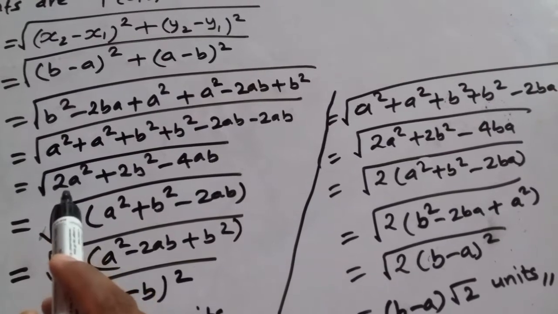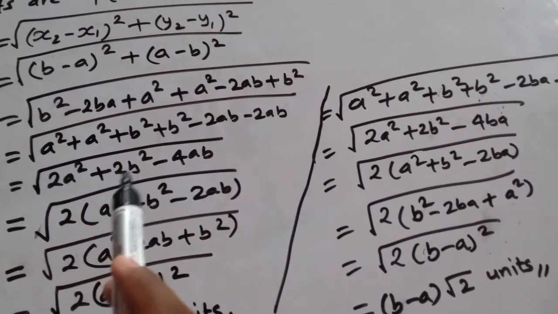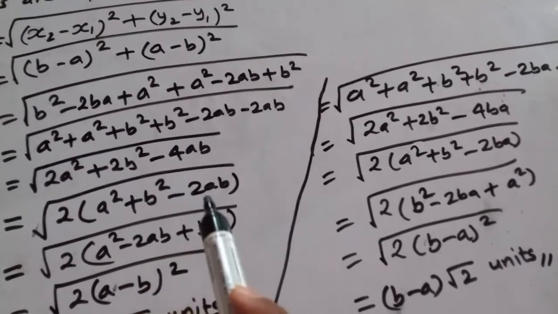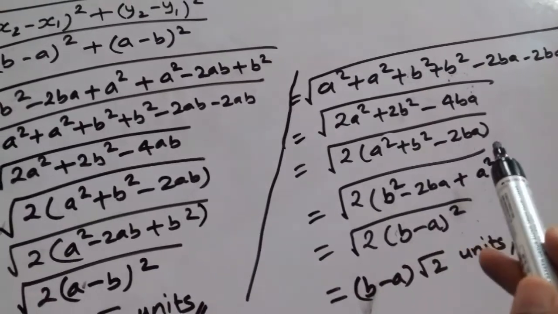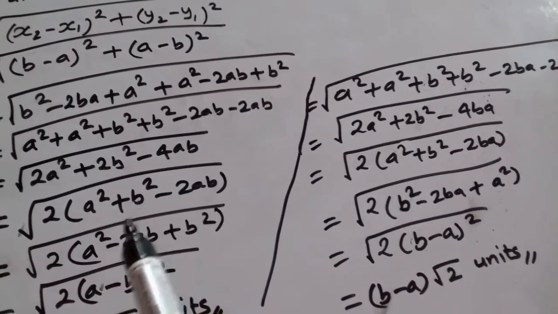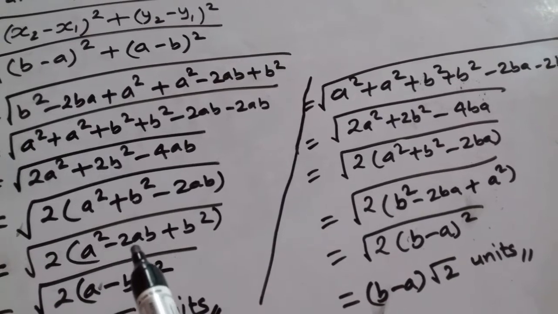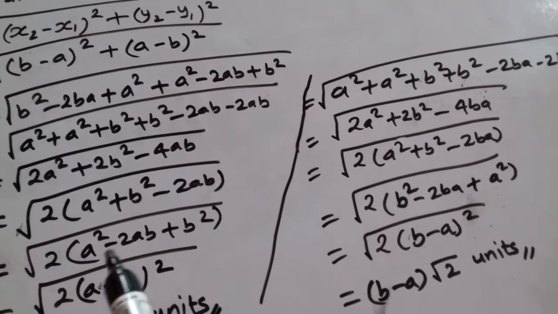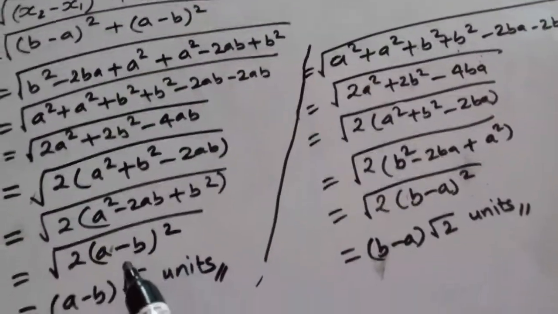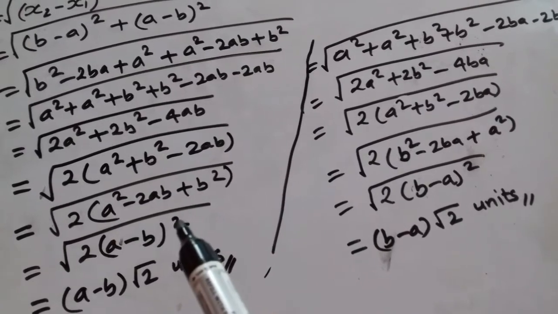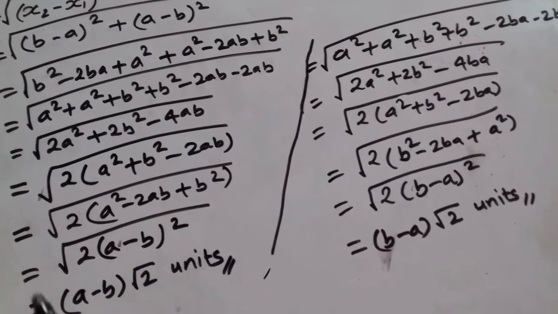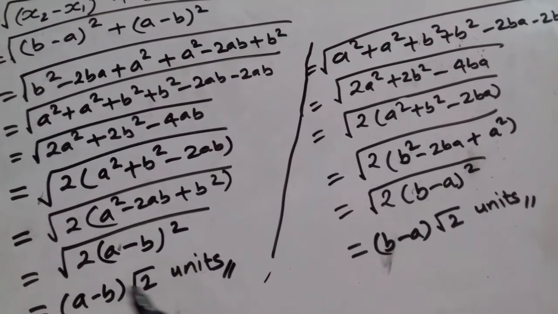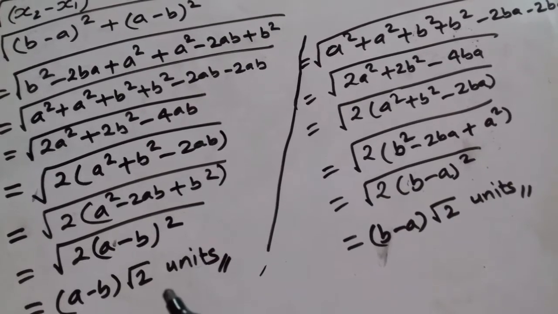Then here 2 is taken common, then a square plus b square minus 4 divided by 2 is 2ab; this side is 2ba. Then we have arranged it in the formula form a square minus 2ab plus b square, which is a minus b whole square. So the whole square is taken out, and root 2 is inside the square root. This is the answer.